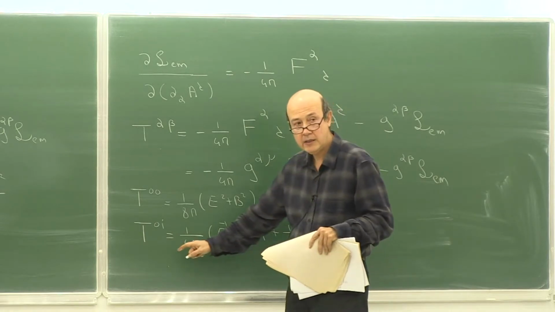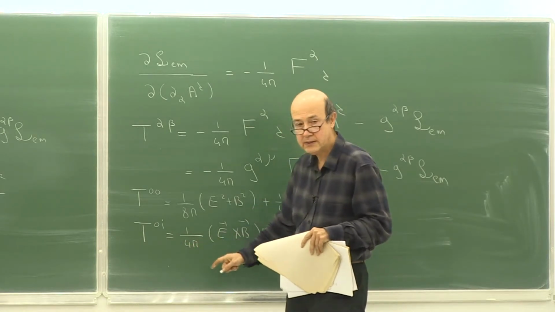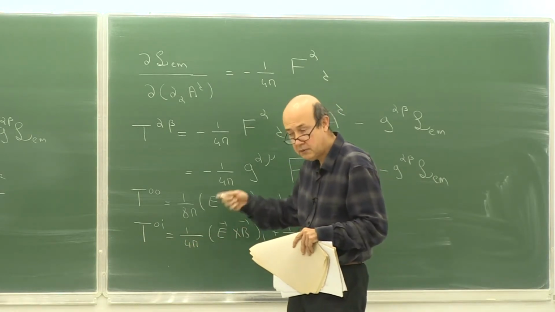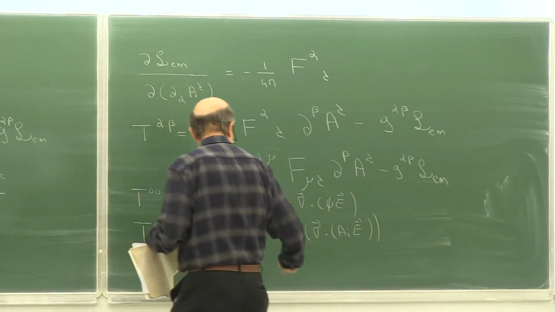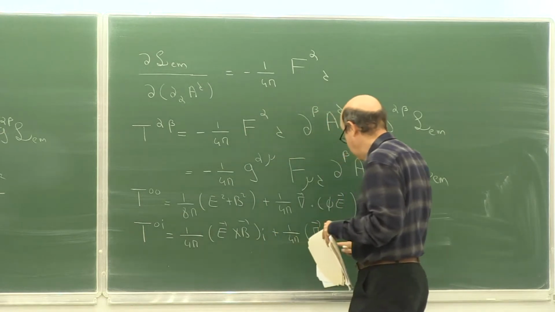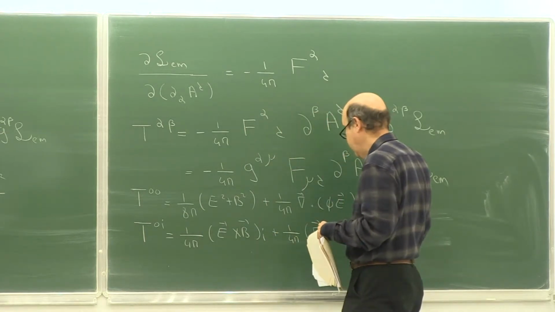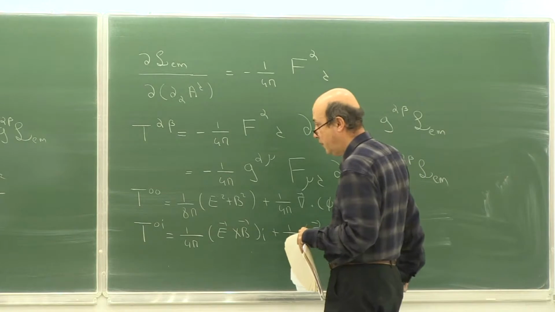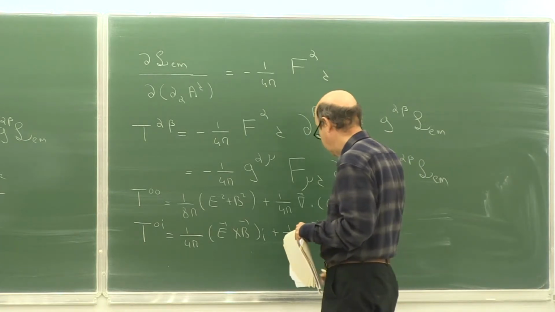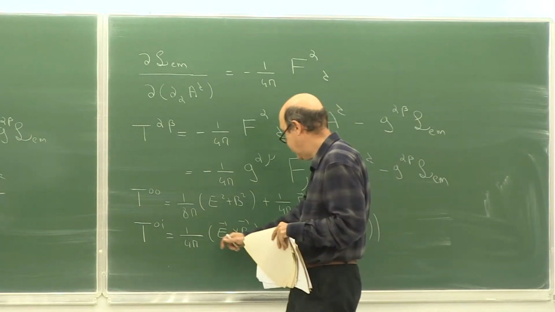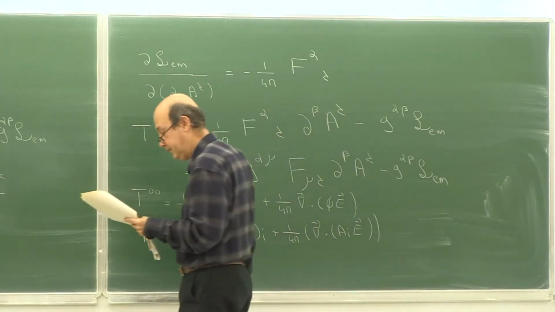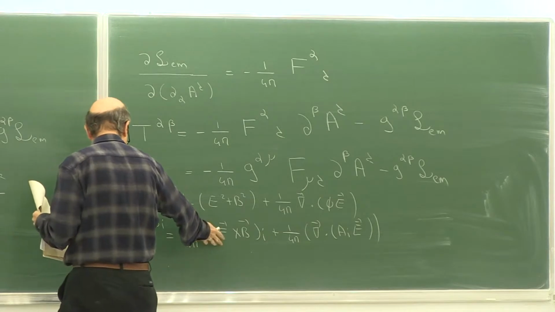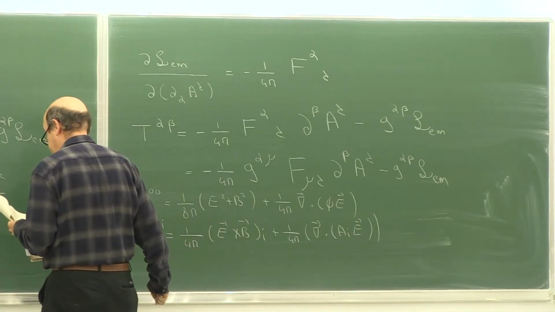And T0i is related to what? E cross B is related to the Poynting vector, or more generally to the momentum of the field. And this term is the divergence of a field. If you convert to a volume integral, this goes by the divergence theorem, and it can be expressed as the total momentum of the field. So this is related to the momentum density of the field.